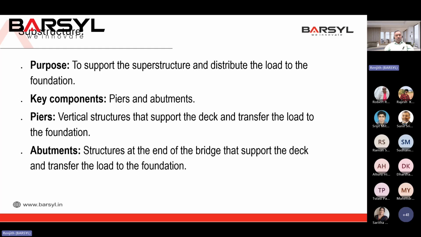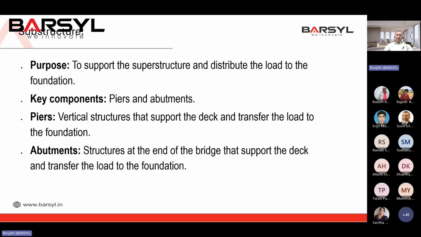And what is substructure? Its purpose is to support the superstructure and distribute the load to the foundation. Key elements are piers and abutments. Piers are generally vertical, not always, that support the deck and transfer the load to the foundation, and abutment structures at the end of the bridge support the deck and transfer the load to the foundation. That is at the end.